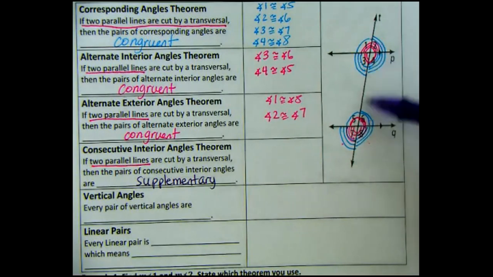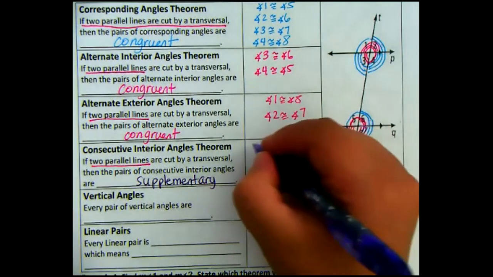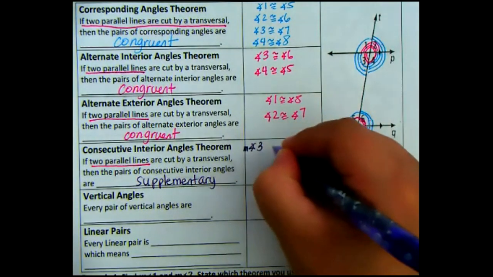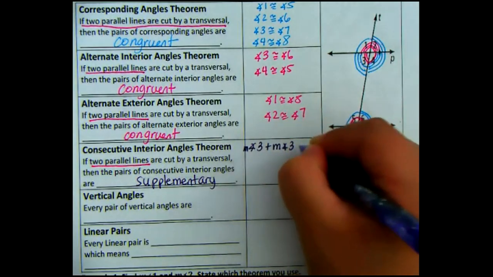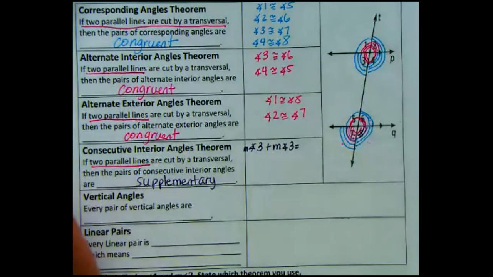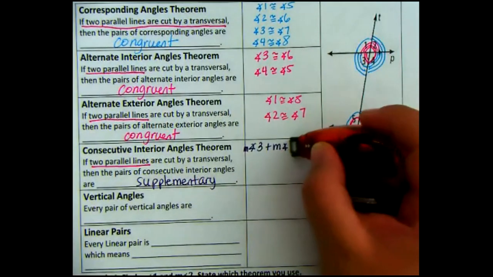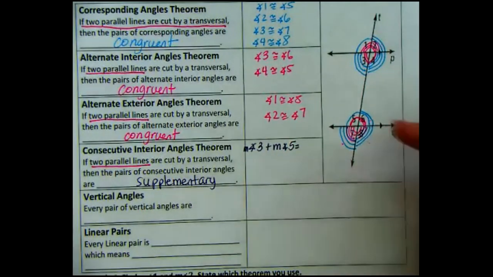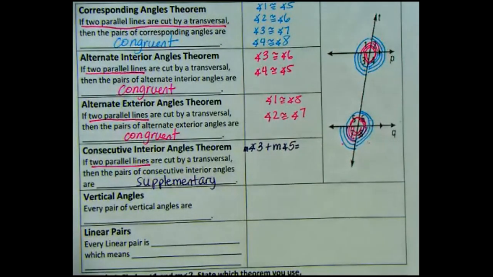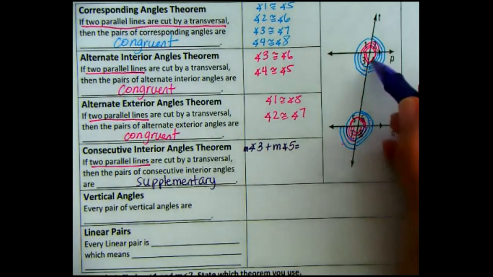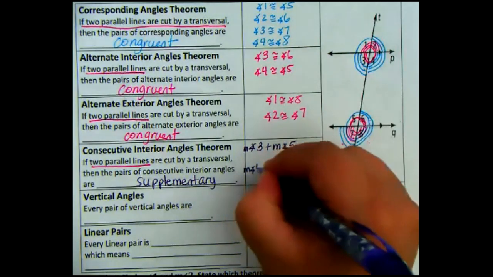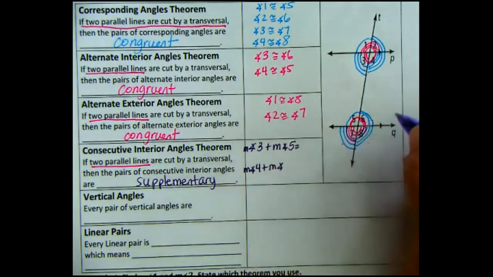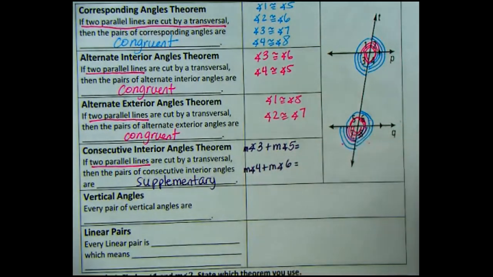and angle 4 and angle 6 are supplementary, which means that if I take angle 3 and I add it to angle 5, it will equal what? Oh, I wrote angle 3 twice, my bad. The measure of angle 3 plus the measure of angle 5 will equal what? And also the measure of angle 4 plus the measure of angle 6 will equal what?